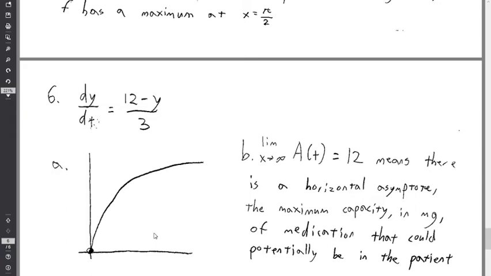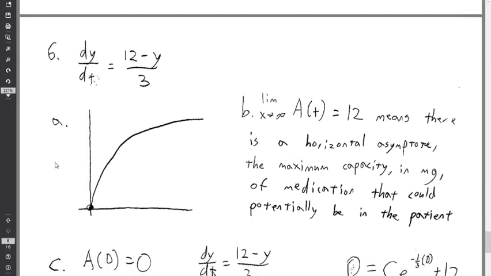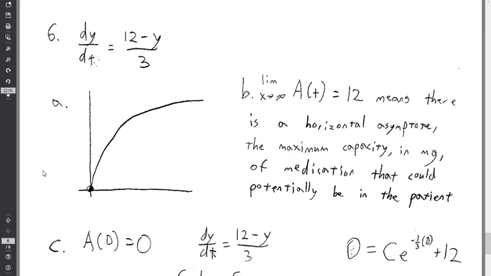And so that is the maximum capacity of the medication. Theoretically, over an infinite amount of time, that's how much medication would be in the patient. That's what the limit means in the context of that question. And then they ask you to do a separation of variables.